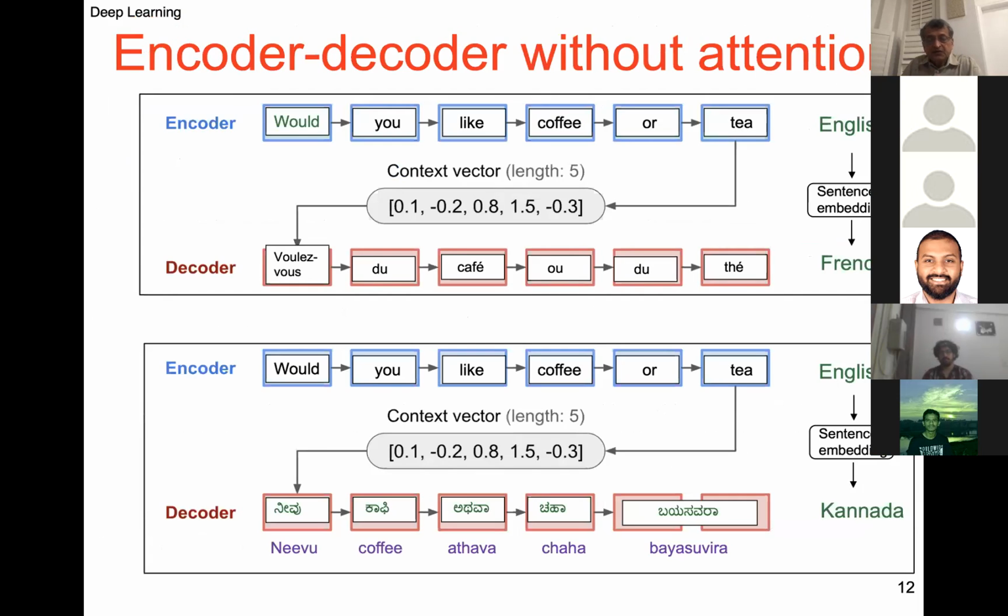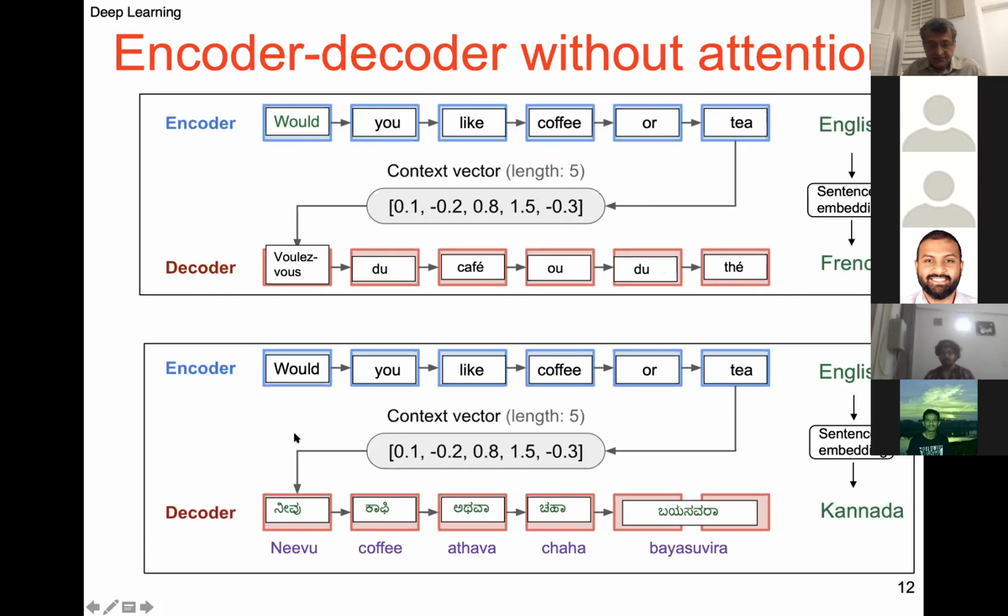So in the idea of encoder-decoder without attention, we saw the idea of a context vector C. So if you have encoder saying, would you like coffee or tea in English? The decoder has to convert it into voulez-vous du café ou du thé in French. But it goes from English to French via a sentence embedding. So this sentence is being embedded into a context vector of length 5. So this is the context vector that is being generated. And from this we generate the decoder output.